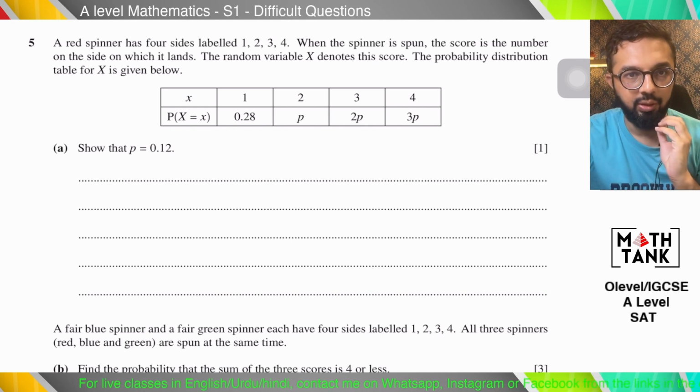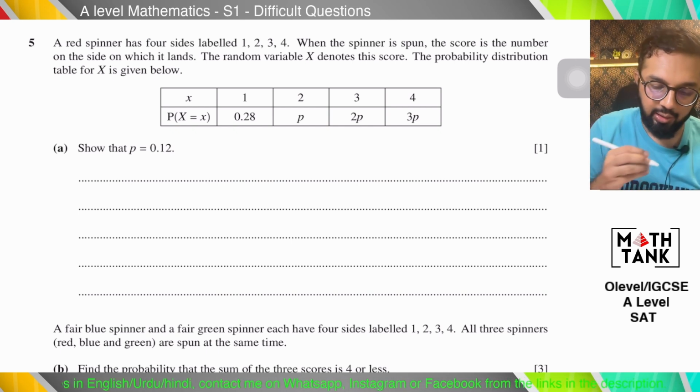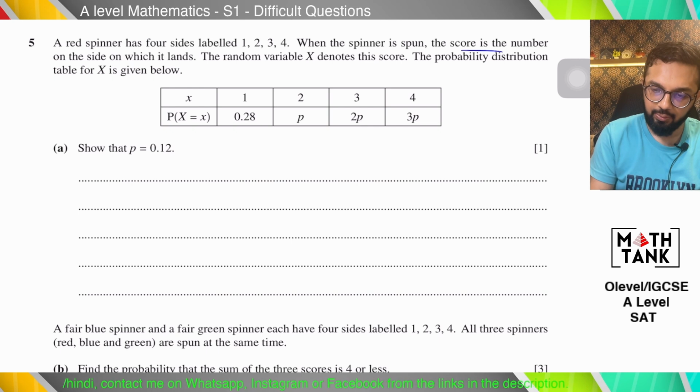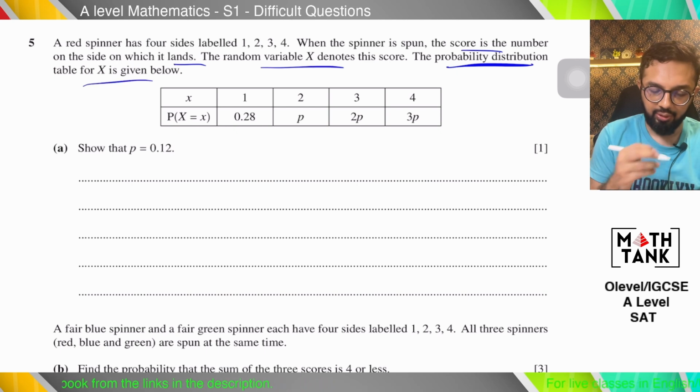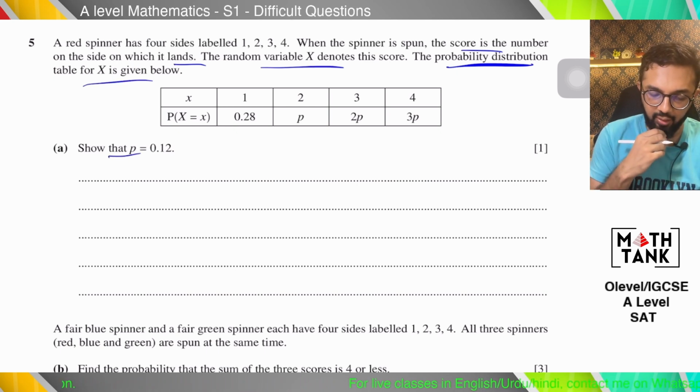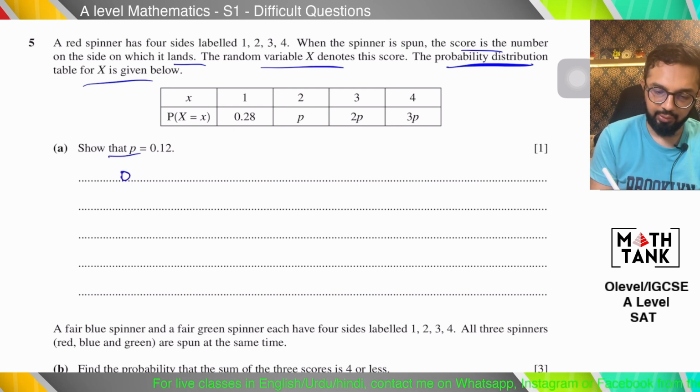I'm just going to open up the marking scheme simultaneously. Okay, a red spinner labeled this. When the spinner is spun, the score is the number on the side given. When it lands, the random variable X denotes the score. The probability distribution table for X is given as follows. Show that probability p equals 0.12. Okay, so that's simple, I think.